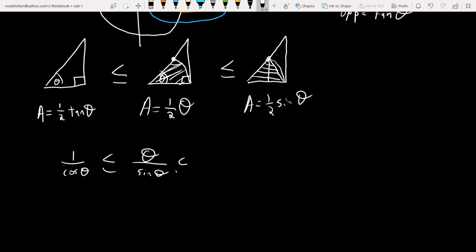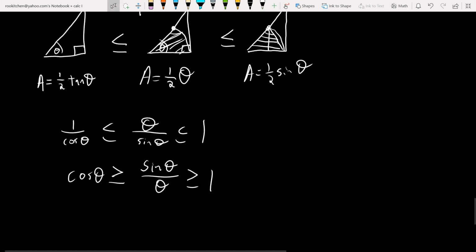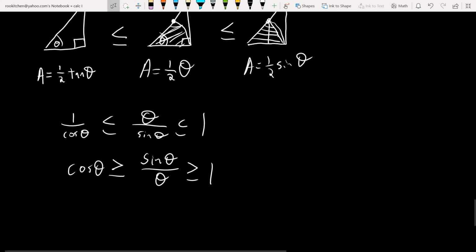And then that's less than or equal to 1. Okay. You can take the reciprocal of all these terms, and you'll get cosine theta. You have to change the inequalities to do that though. So cosine theta is greater than or equal to sine theta over theta, and that's greater than or equal to 1 over 1. Okay. And then we've gotten a squeeze type scenario going on.